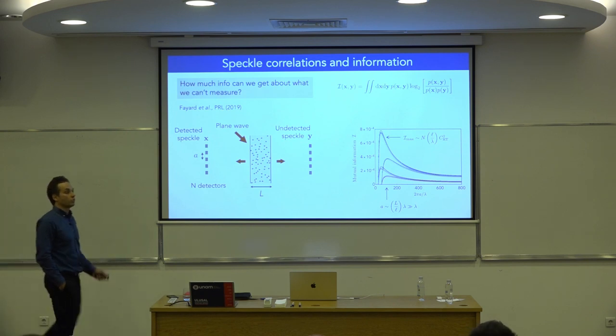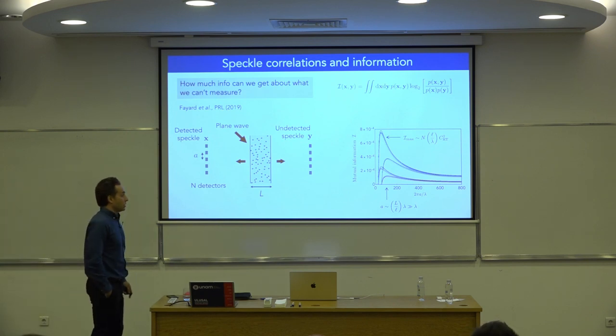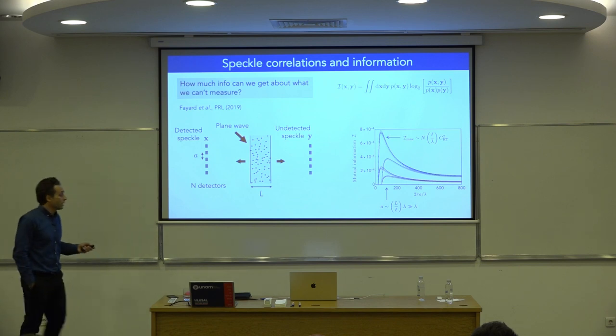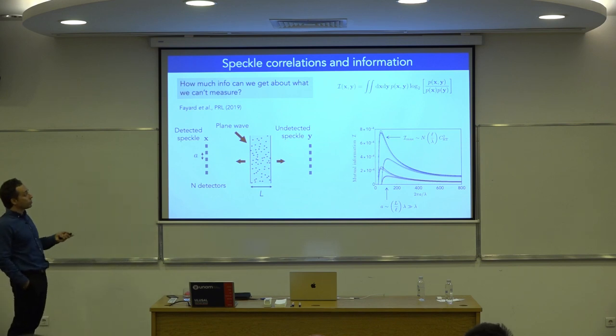What kind of statistics should we assume for the randomness in the media? It is non-Gaussian. This is the key. Actually, if you just had Gaussian statistics, you would have no correlation.